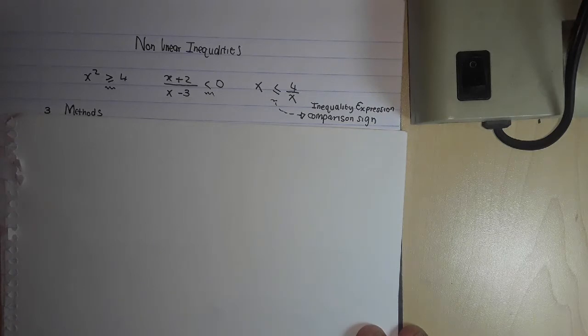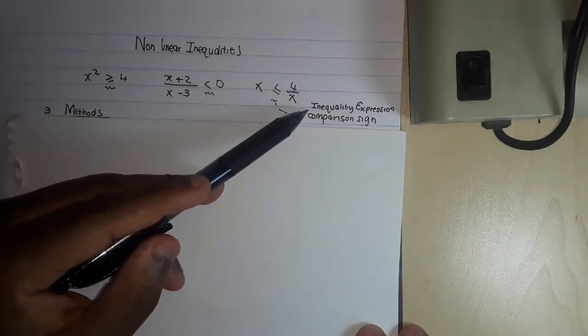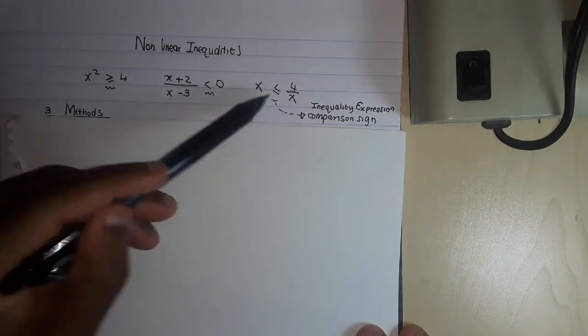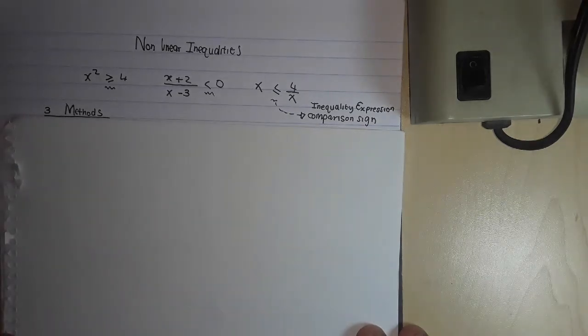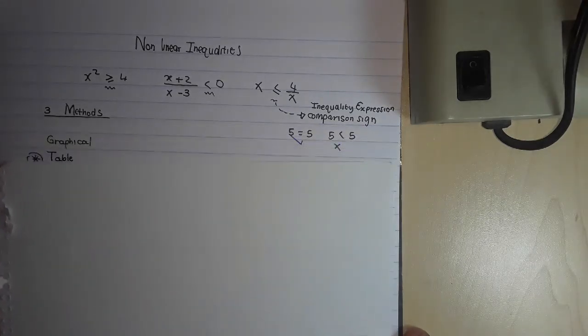dealing with nonlinear inequalities. Another way to think of it is that when speaking about an inequality expression, we are also speaking about the comparison side. There are generally three methods for solving nonlinear inequalities: the graphical method, the table method, and what we'll just call the calculations method, where you just calculate as you would normally.